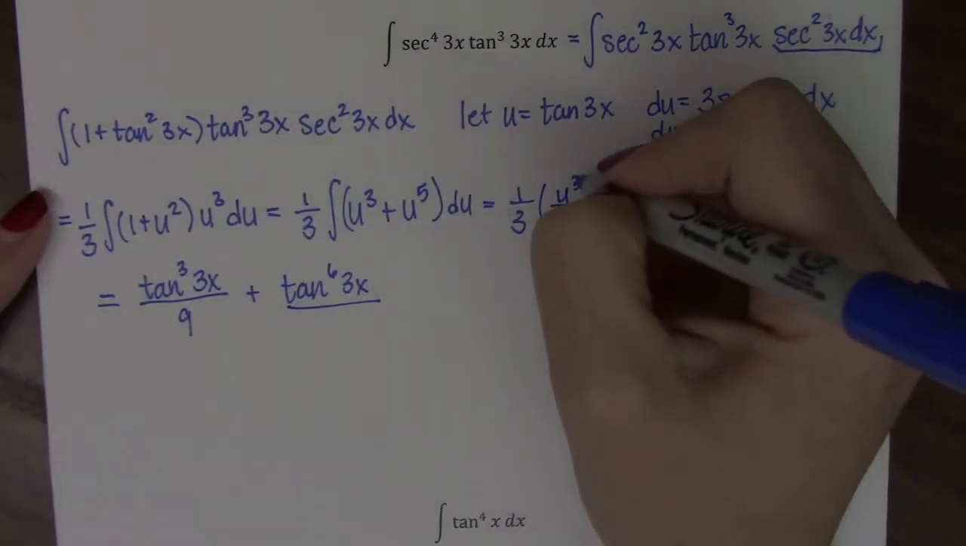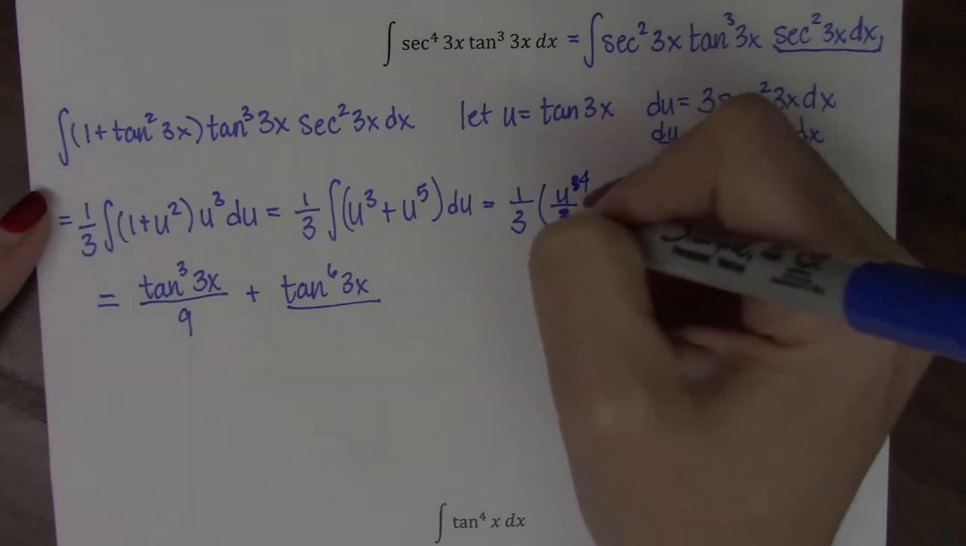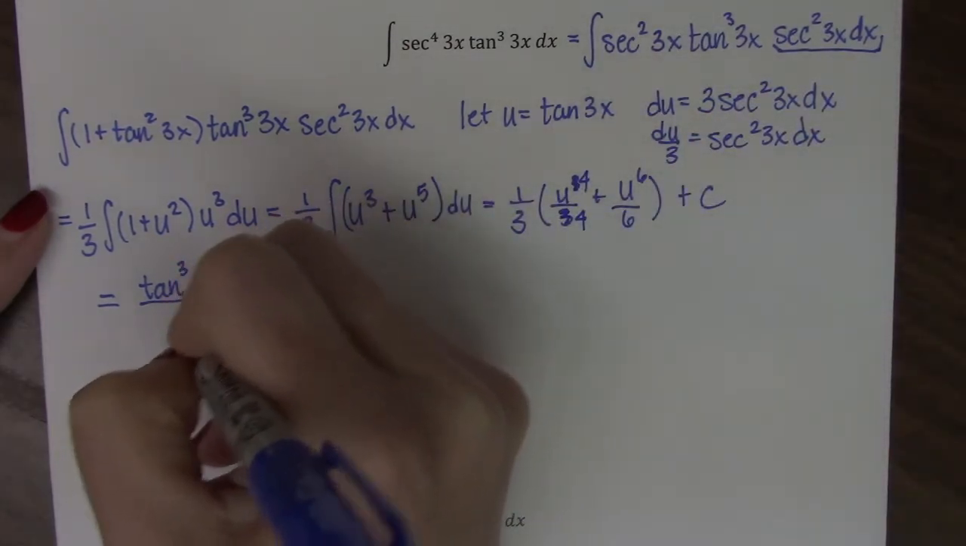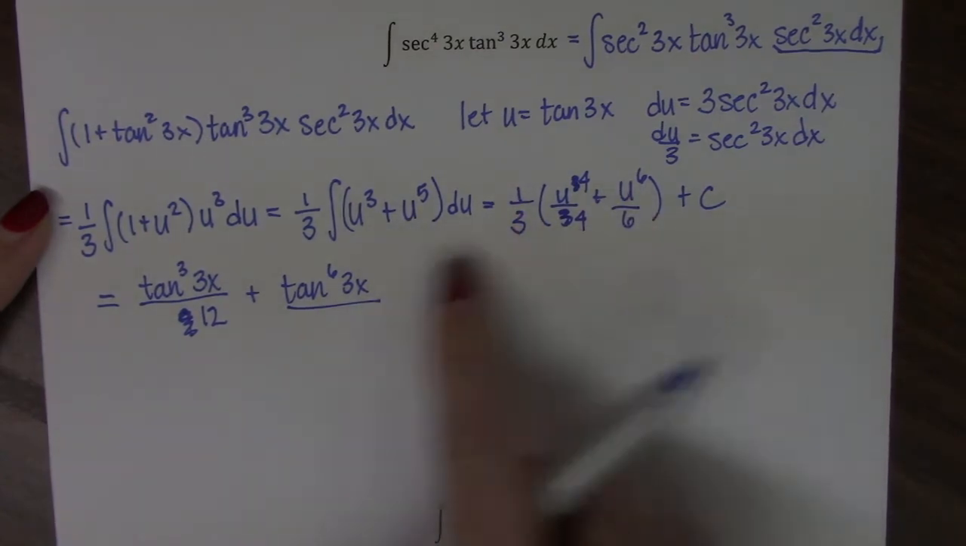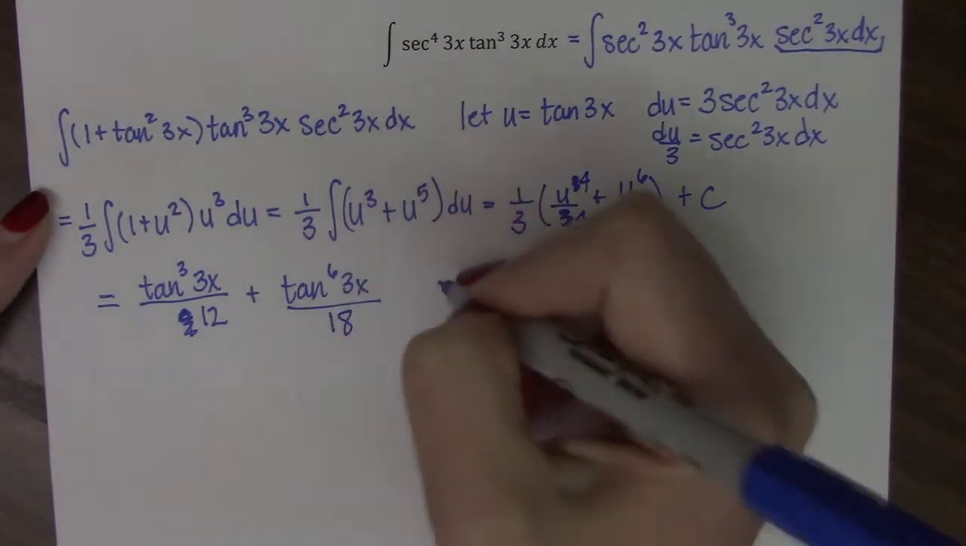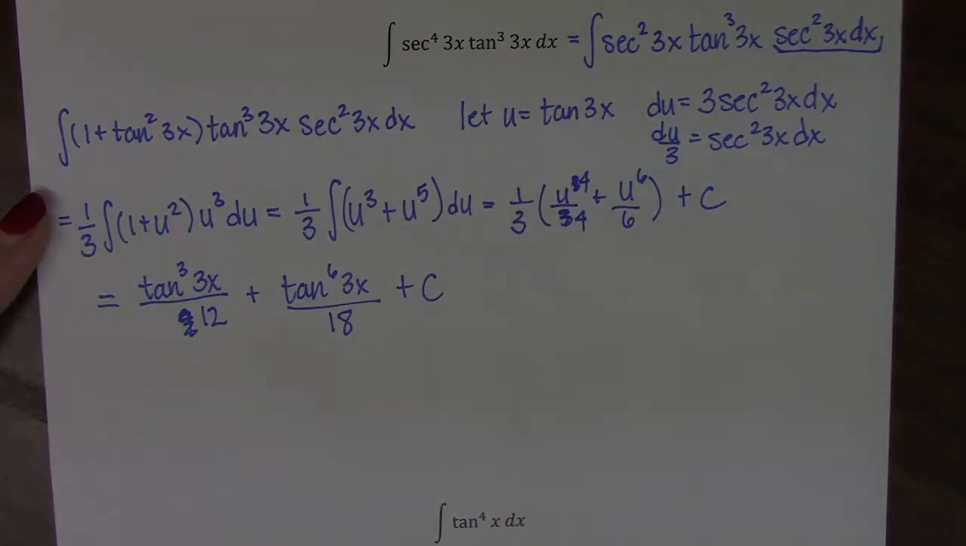Oh, I did this wrong, guys. Sorry. This should be u to the 4th over 4. So this is actually going to be a 12, right? I forgot to up my power when I did this, so be careful. So 3 times 4 is 12, and then this is 18, right, plus c.